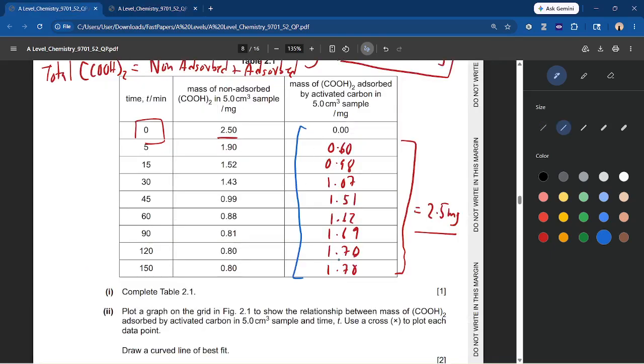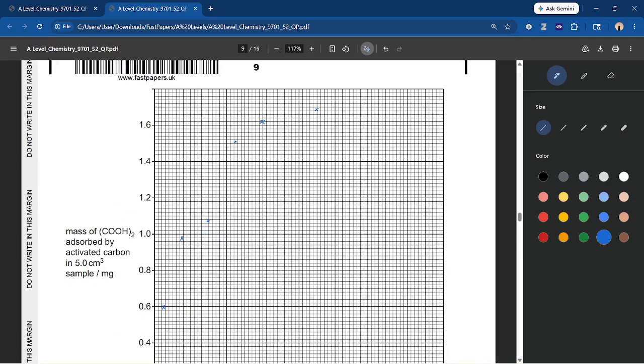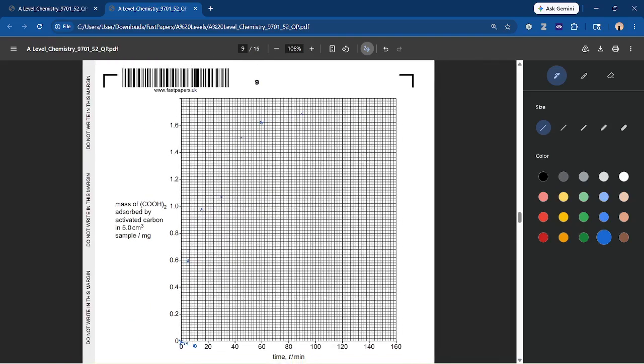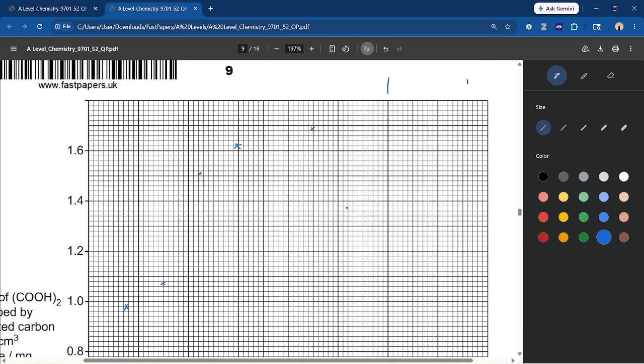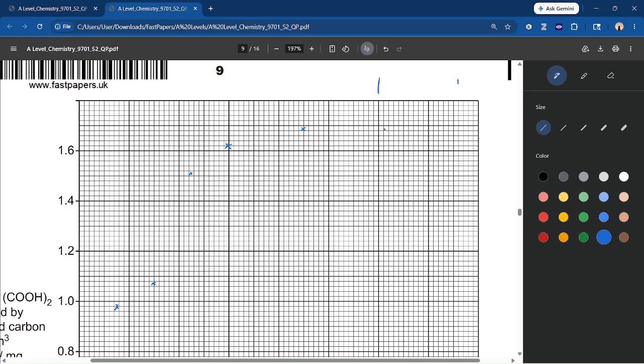And then the last for 1.7. So at 120 and 150, it's going to be 1.7. So 120 is this, and 150 is somewhere over here. So that's 120. Sorry, this is 120. So, oopsies, there we go. And 150 is over here.